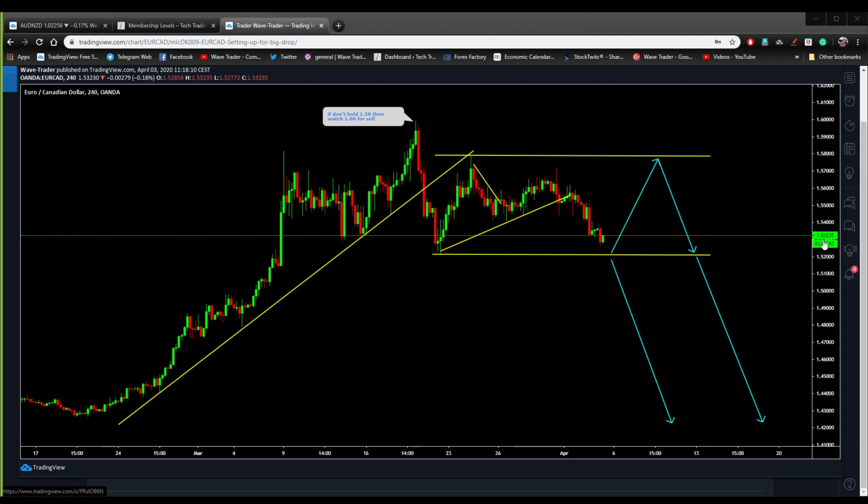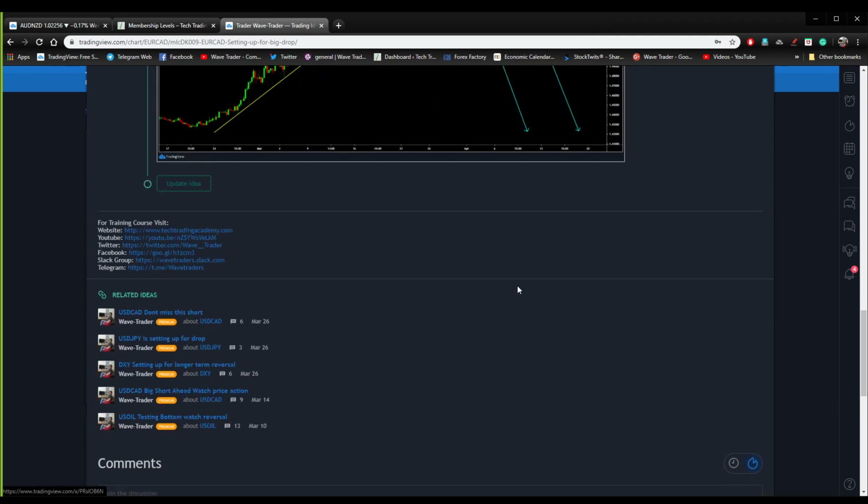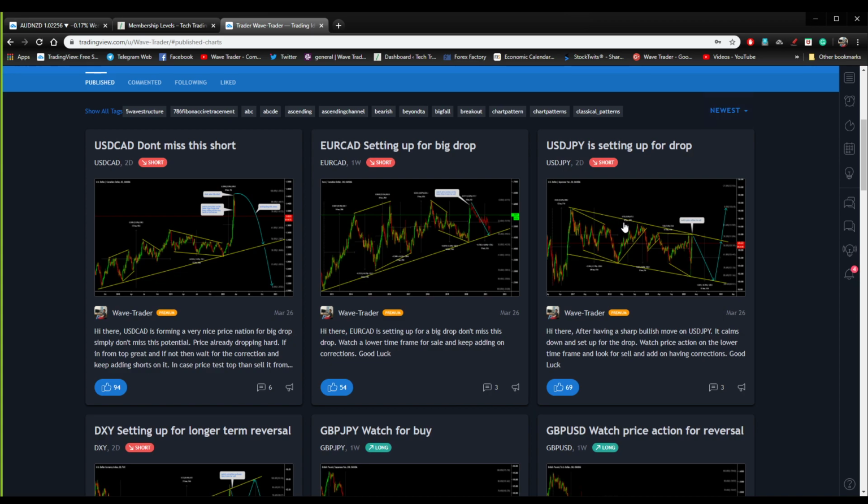It is testing 53. The average price on the EuroCAD before this rise was 44. So it can go there, and it can still give you time to get into the trade. EuroCAD got some strength last week.